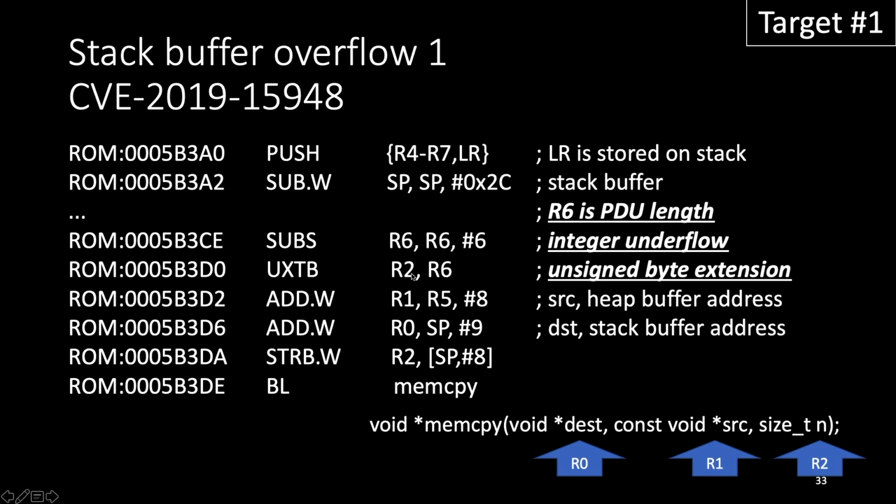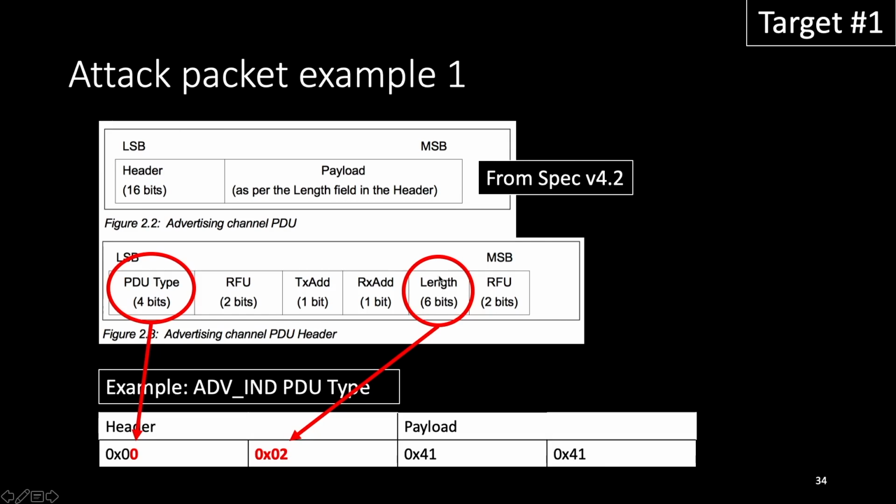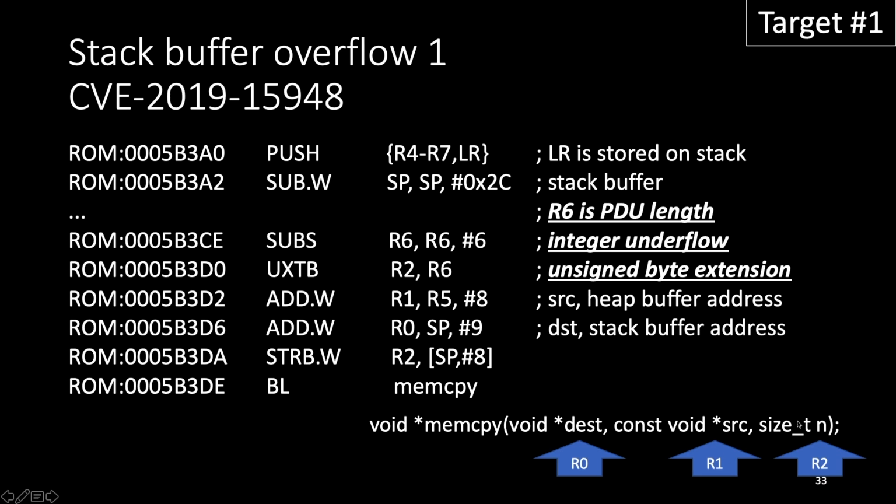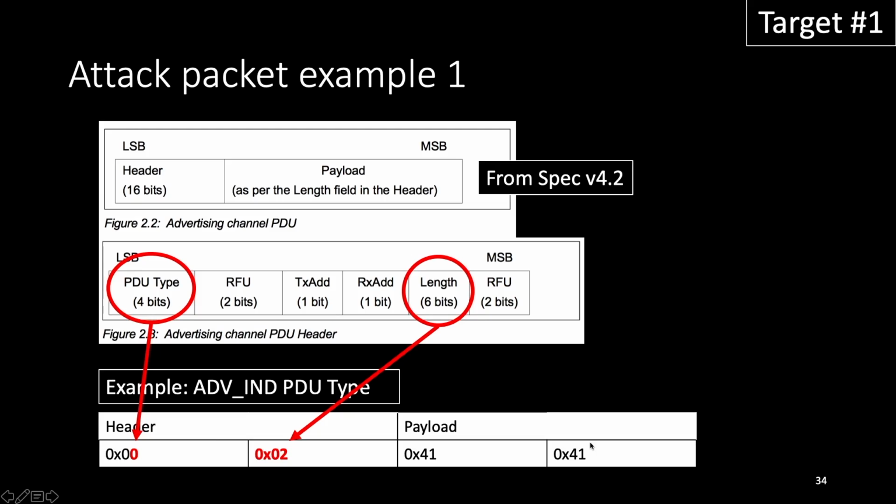And this R6 becomes the length, which is a big number. It goes to the length field. And the next, R1, if you remember from one of the previous slides, this R5 value has the heap buffer address here. Let's see here. It goes to here, the source address, and the destination address here is a stack address. So you see there is a stack buffer overflow.